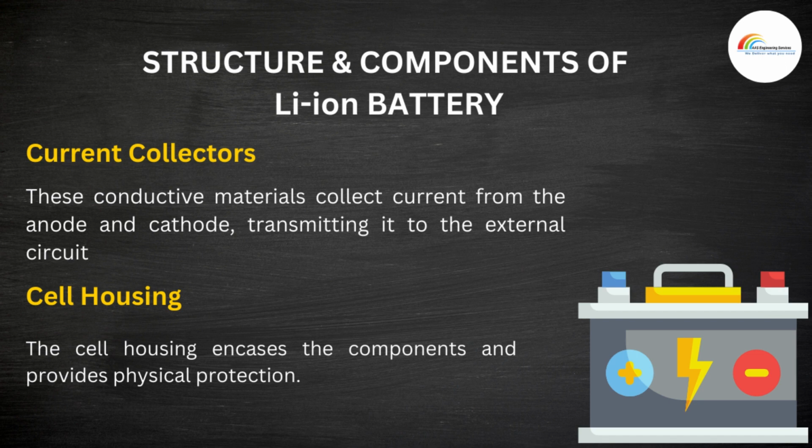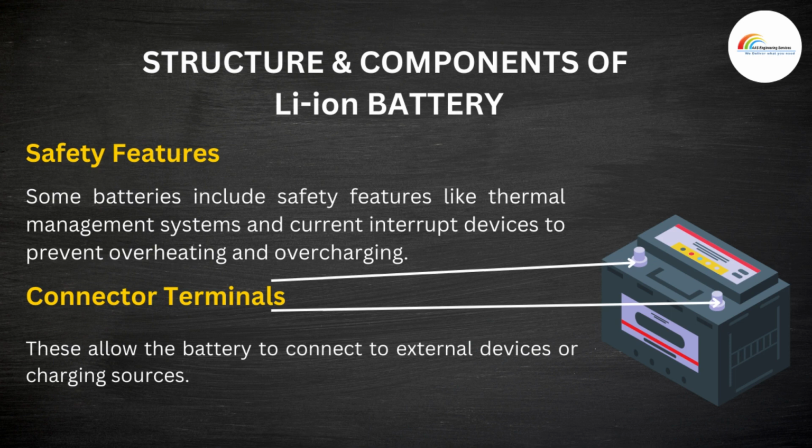Cell housing. Encasing all these components is the cell housing. It provides physical protection to the battery, keeping its internal components secure. Safety features. Safety is of paramount importance when dealing with batteries. Some Li-ion batteries incorporate safety features such as thermal management systems and current interrupt devices. These features are designed to prevent overheating, overcharging, and other potential hazards.